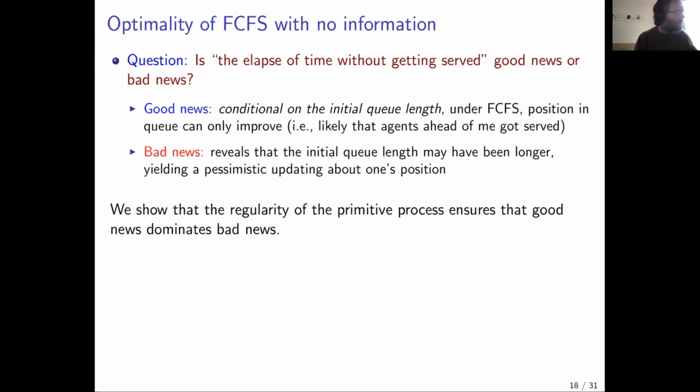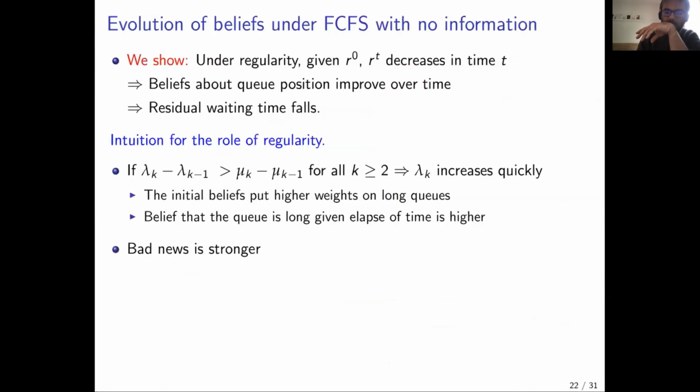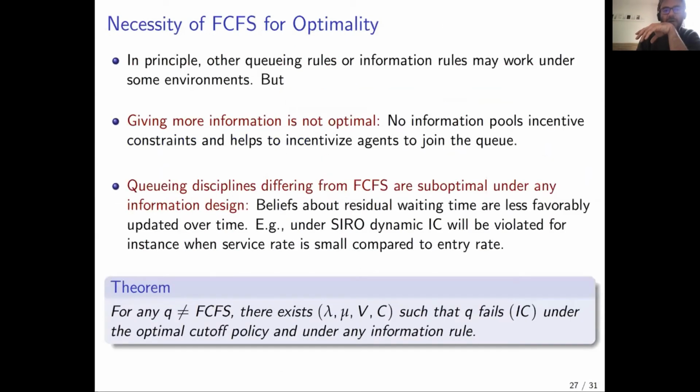So I think I need to rush a little bit. So let me move on and just explain. I described the optimal solution of the designer's problem and some intuition for how the argument works. And let me explain why first come, first served is actually necessary in general. I mean, in a rich domain sense. So in principle, you can think of other queuing rules or information rules that may work.